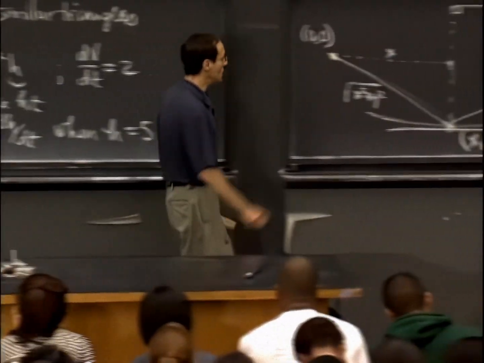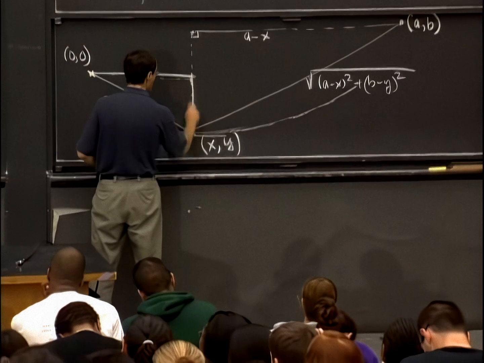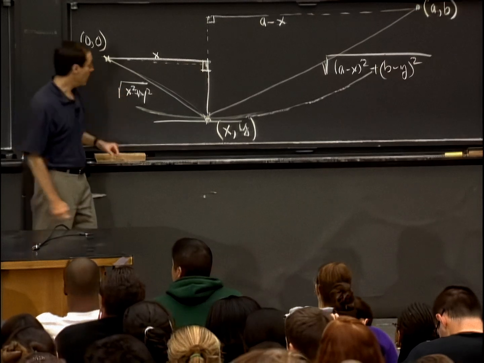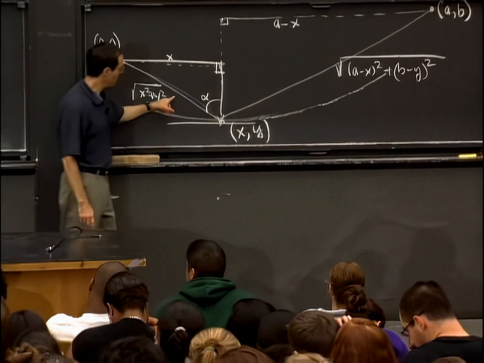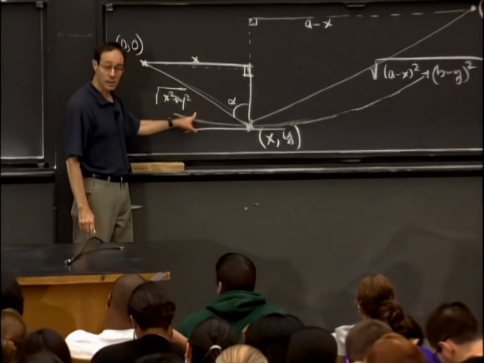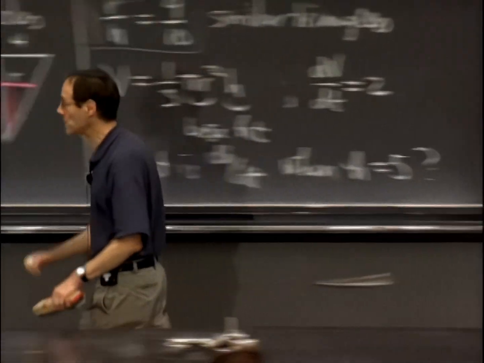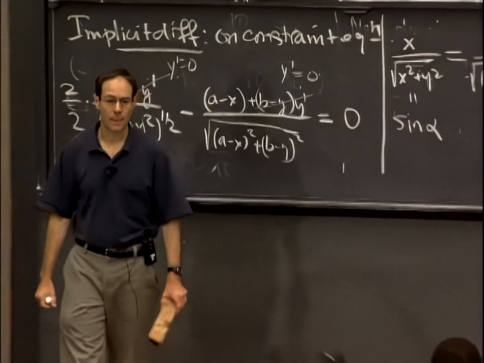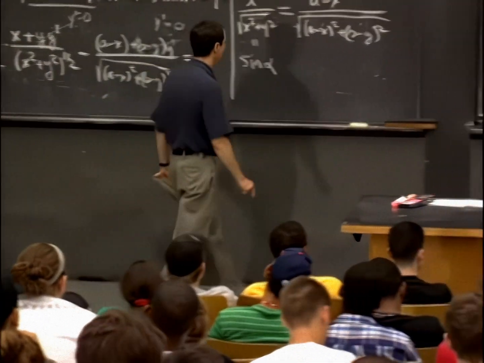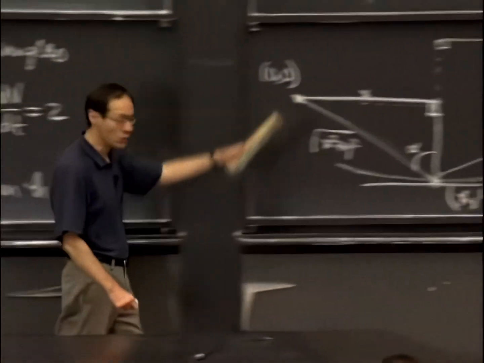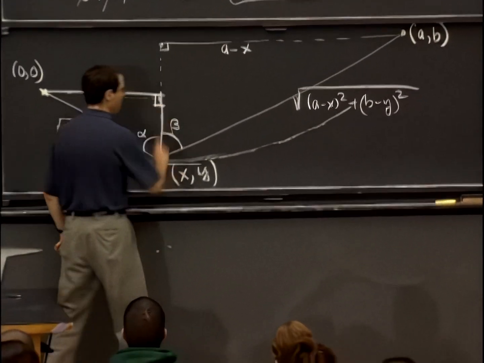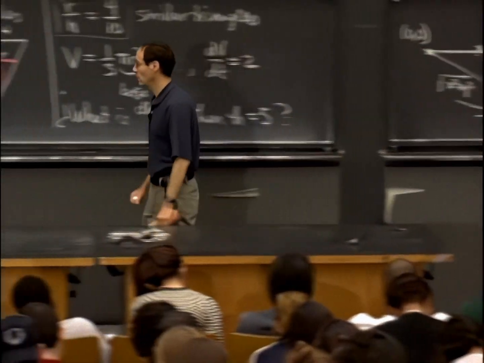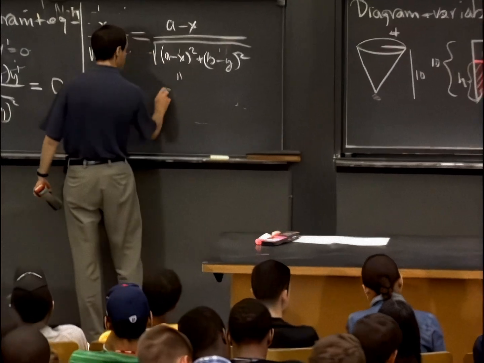Namely, if I go over to the picture, here was x, and this was a right triangle, and this hypotenuse was square root of x squared plus y squared. So if I call this angle alpha, then this is the sine of alpha. All right? It's a right triangle, that's the opposite leg. So this guy is the sine of alpha. Similarly, the other side has an interpretation for the other right triangle. If this angle is beta, then the opposite side is a minus x, and the hypotenuse is what was in the denominator over there. So this side is sine of beta.